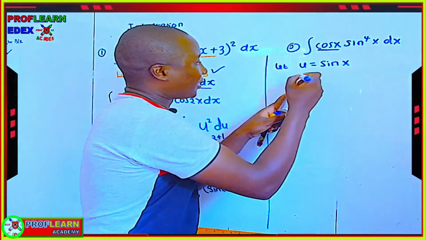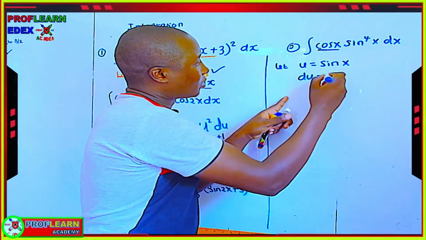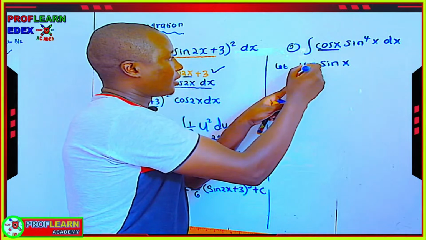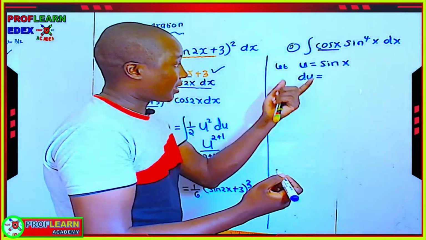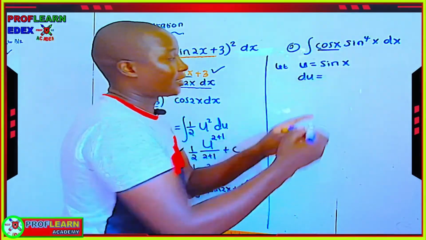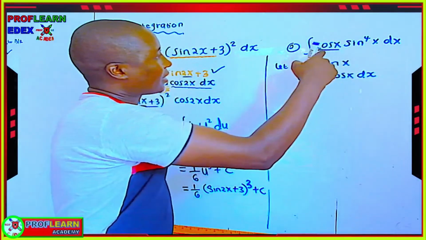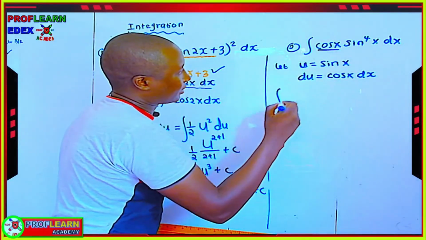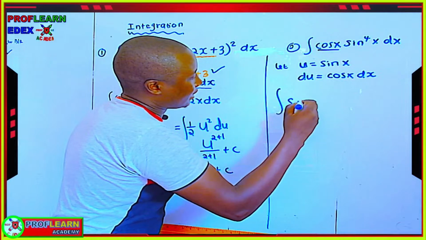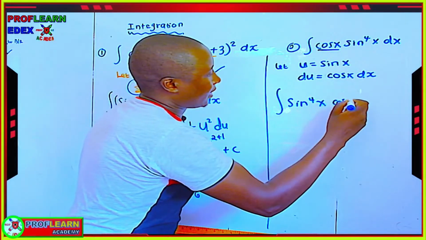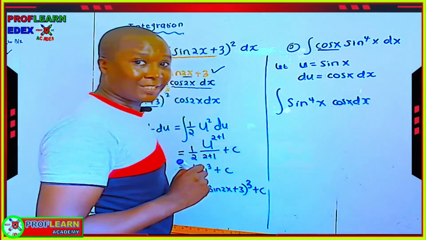Then let's differentiate. du is equal to, differentiating u because it's a function of x, it becomes du. Differentiating sine x, you get cos x dx. So this expression can be written as sine power 4 x cos x dx. We can write it this way.